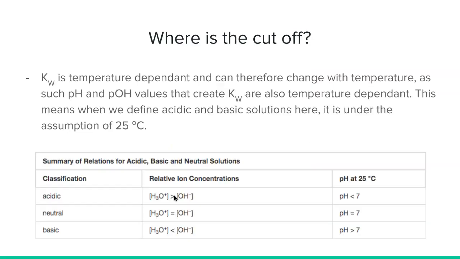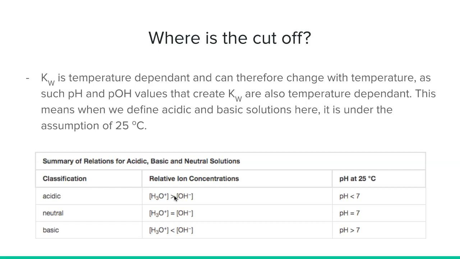So we're going back and forth with these values, but where do we actually determine the cutoff if I want to say something is an acid or a base? A lot of students already know this because it's usually high school chemistry, but I want to discuss something important here.